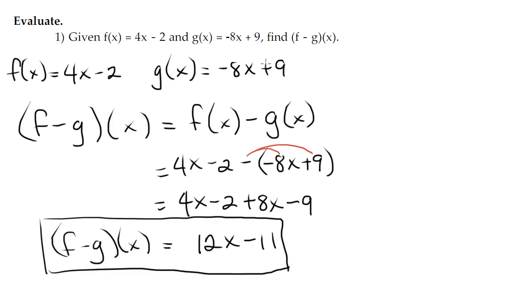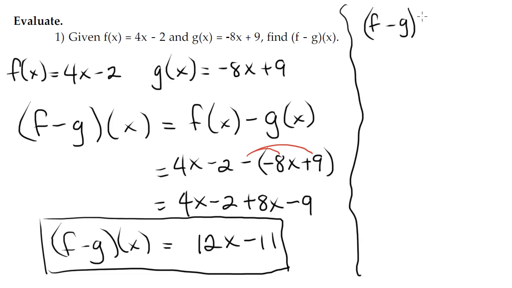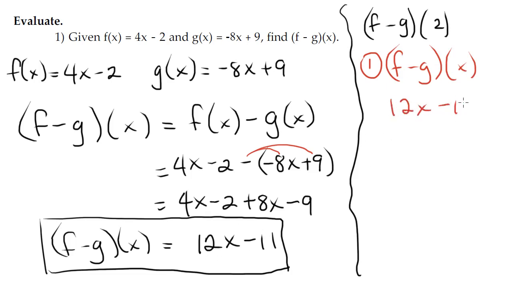Now, let's say this wasn't just f minus g of x, just for argument's sake. Let's say this was f minus g of 2, or some constant, whatever the constant is. There's two ways to evaluate at a particular value. The first way is to find f minus g of x first, which we did. We found that as 12x minus 11. That's f minus g of x.